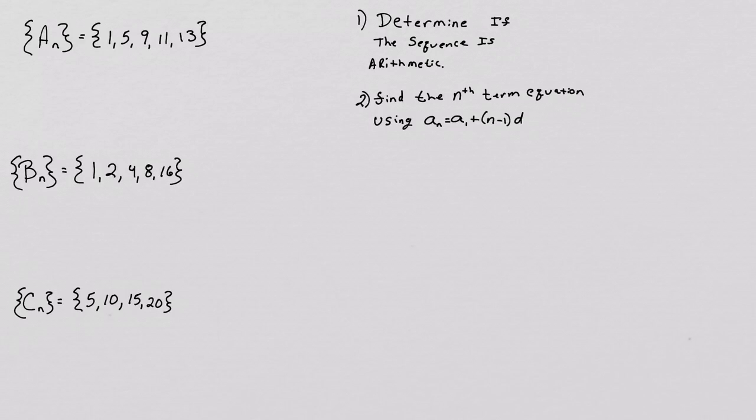Alright, so we're going to go ahead and talk about an arithmetic sequence. First thing you need to understand about a sequence is that it's a list of numbers. If you look at a sub n right here, I've got a list of numbers: 1, 5, 9, 11, and 13. Down here, I have b sub n, which is 1, 2, 4, 8, and 16. And then I have c sub n, which is 5, 10, 15, and 20.